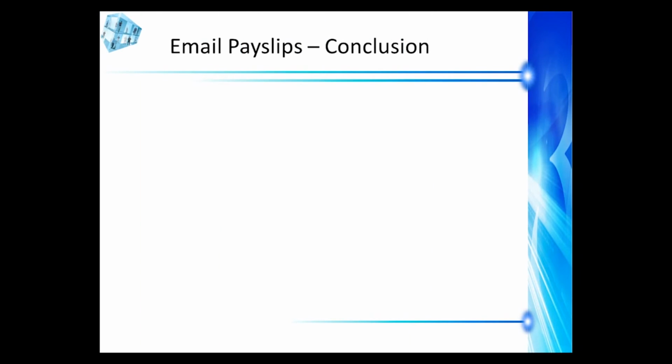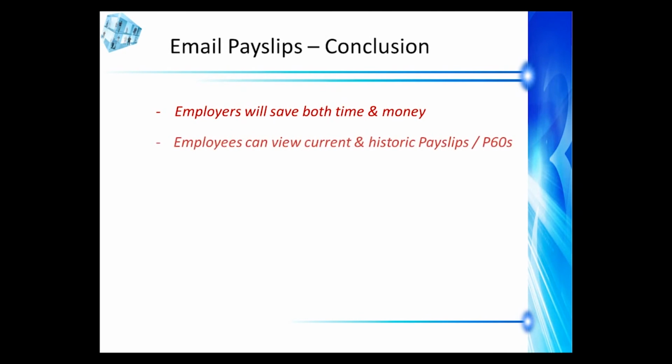Okay, let's just recap on the advantages that we'll see here. From an employer's perspective, sending email payslips and P60s will save time because it's quicker and simpler than sending printed versions. It also saves money because it eliminates the need to order paper copies of these documents, print them, and then pay the cost of postage. Employees will instantly view their current and historic payslips that have been mailed to them. They can also print them and save them. They are secure because they are password protected.